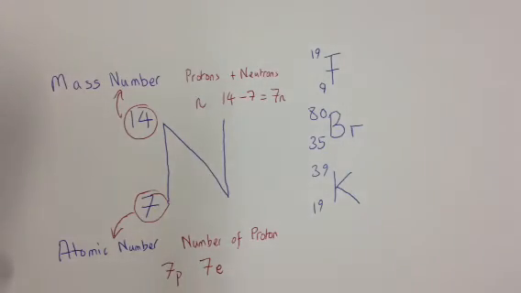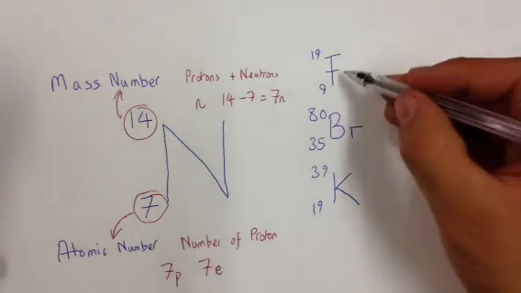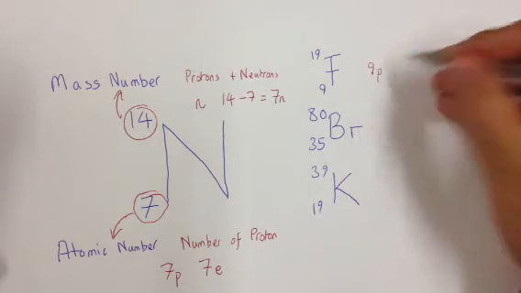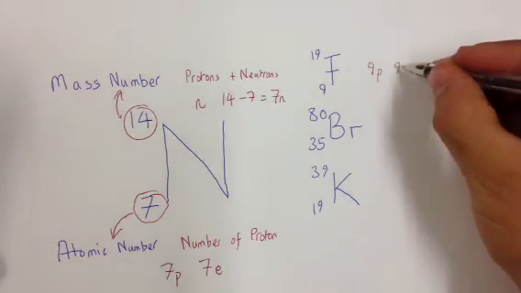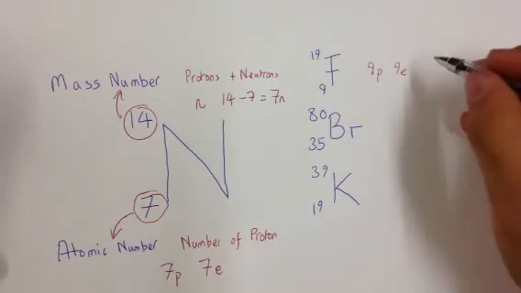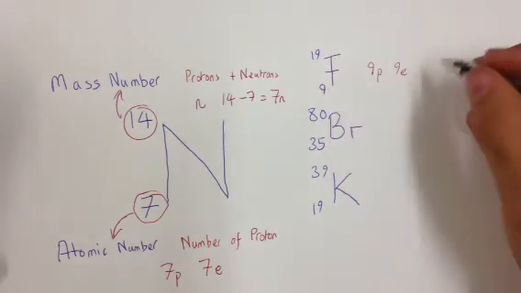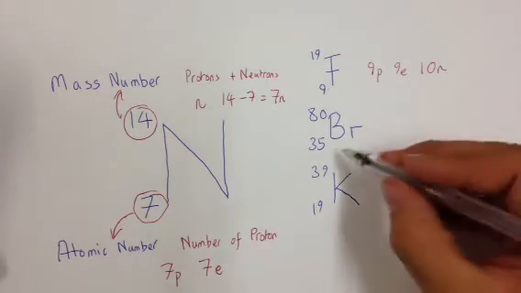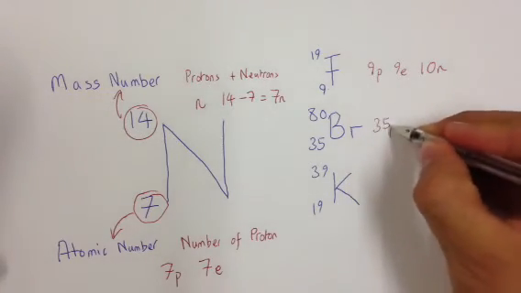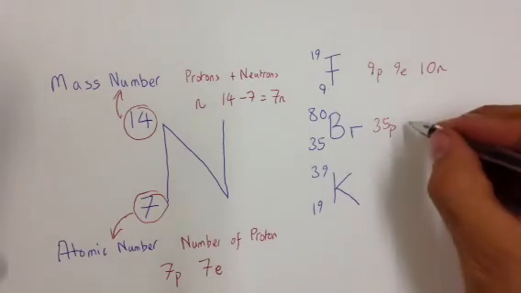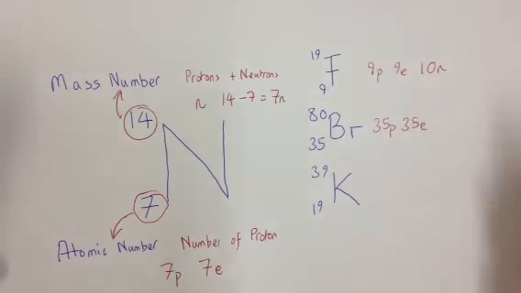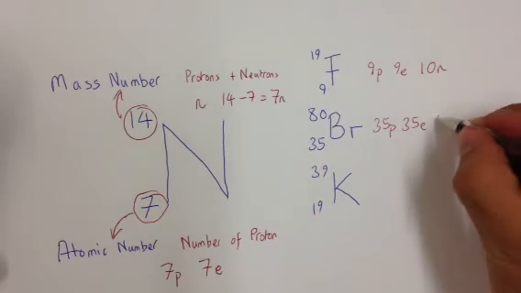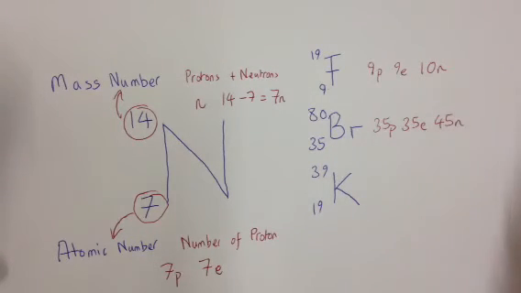So a couple of other examples. Over here we've got fluorine, so the number at the bottom is the number of protons, so I've got 9 protons. I have 9 electrons, because those numbers have to be the same, and 19 take away 9, I have 10 neutrons. For bromine, I have 35 protons, because that's the number at the bottom. I have to have the same number of electrons, and 80 minus 35 is 45 neutrons.